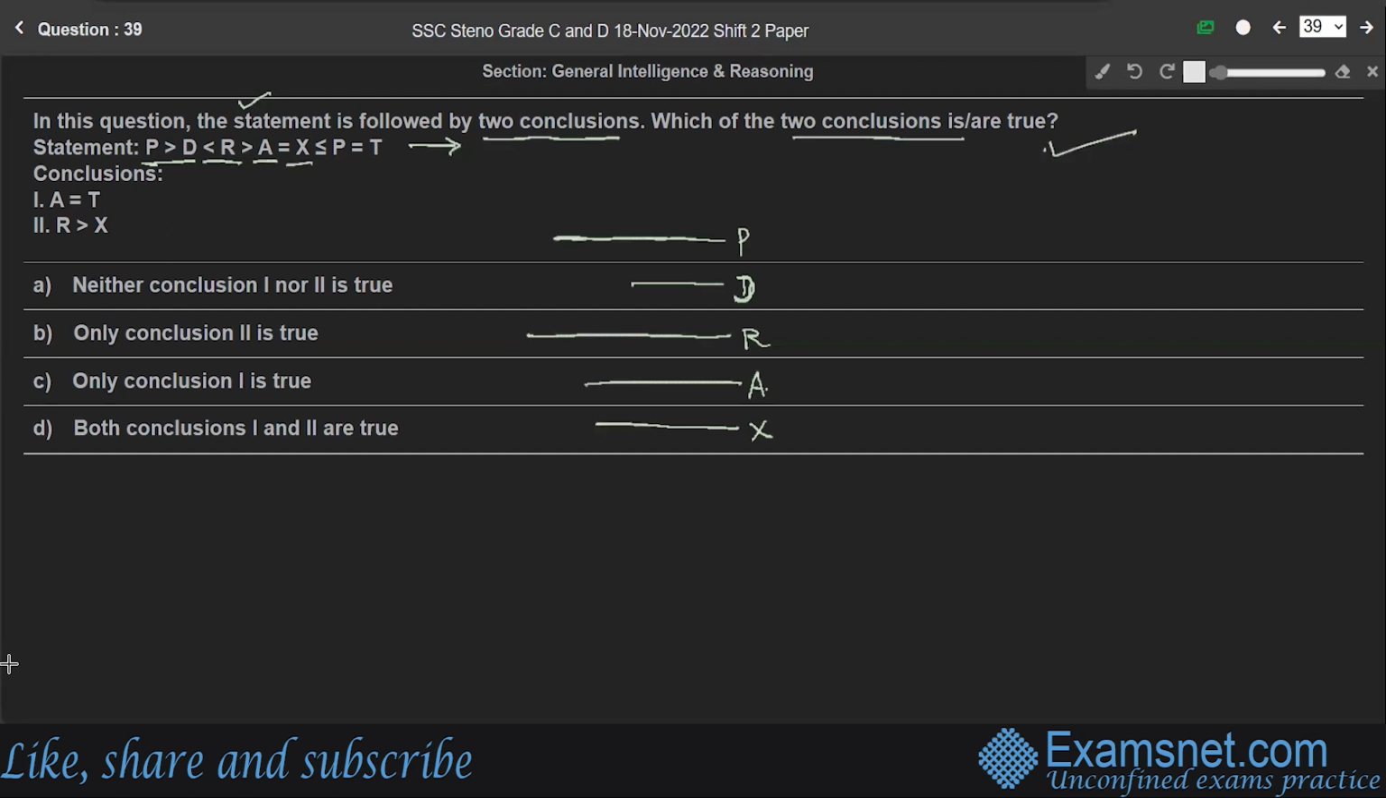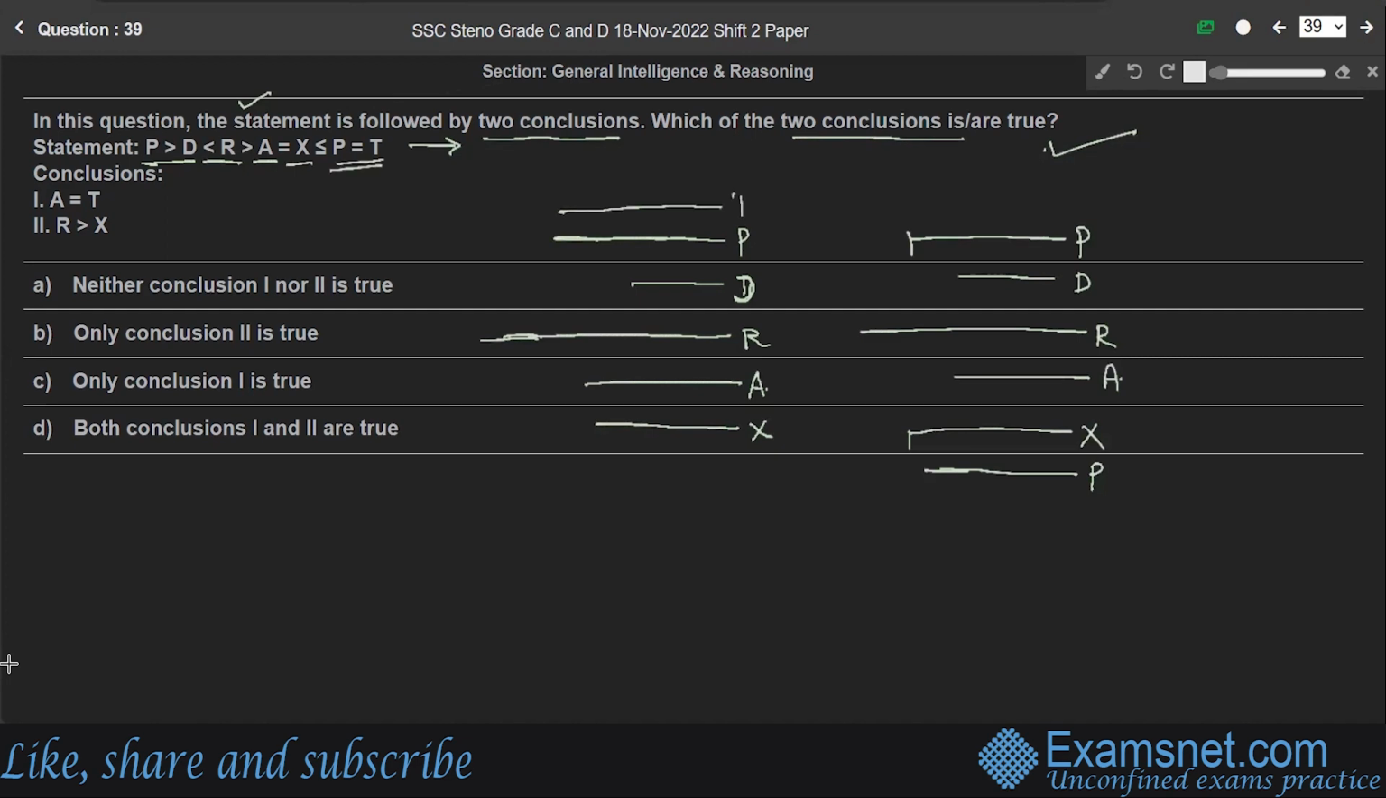Therefore, the line P should be greater than or equal to X. So we'll consider one more case where X and P, these two lines are equal, and the remaining things will be the same. So we'll consider from the beginning P greater than D and D less than R and R greater than A, and X and P are equal. These two lines are equal. Next, P is equal to T in both the cases. These two lines are equal.